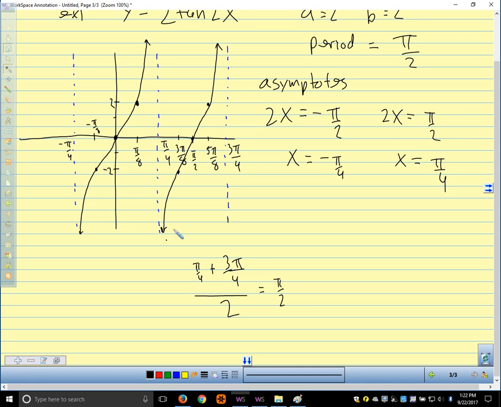All right, questions there? All right, let's look at one where there's a little more going on with our tangent function, and then we'll talk about cotangent.